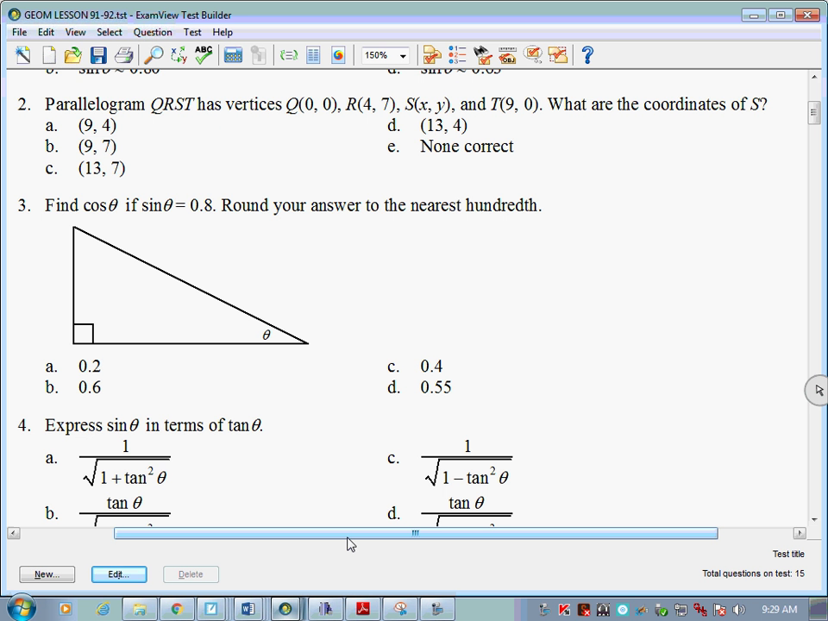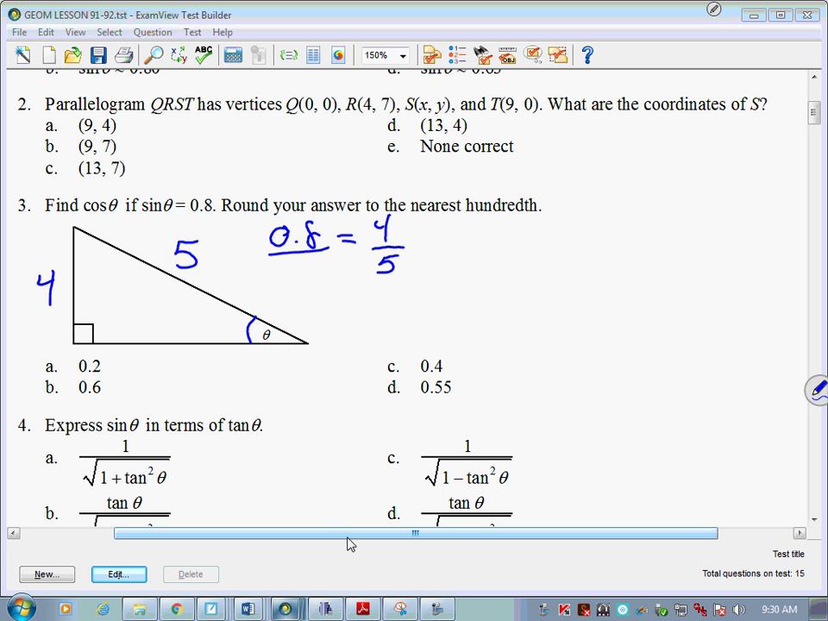Number 4, sine theta is 0.8. All right. So what do I want to do with that 0.8 first? Fraction, which, as we've seen, is 4/5, right? So we know that 0.8 equals 4/5. If this is my angle, where do I put the 4? Opposite, right? We put it here. Where do I put the 5? Sine is opposite over hypotenuse, so the 5 goes here, right?